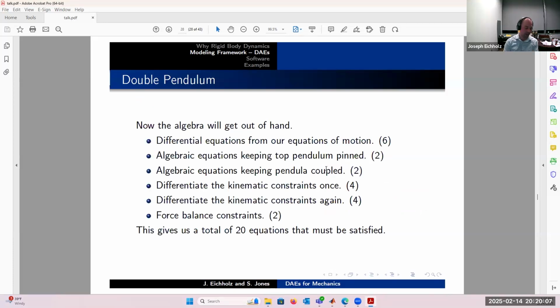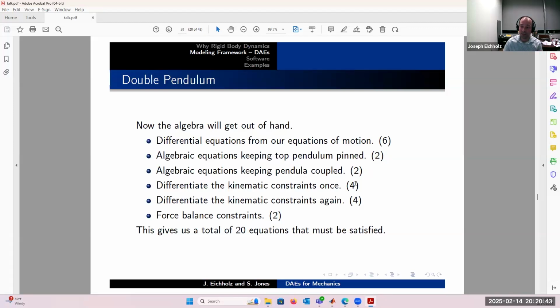And now we get to have a good talk. This is actually a really productive talk because there's no way you're going to handle the algebra here. Not me, for sure. Because you've got 6 differential equations of motion. You've got three configuration variables for each of your 2 pendula, so there's 6 equations of motion right there. You've got 2 equations keeping the top pendulum pinned. You've got 2 equations keeping your pendula coupled together.